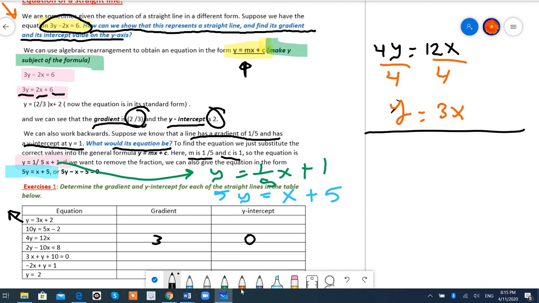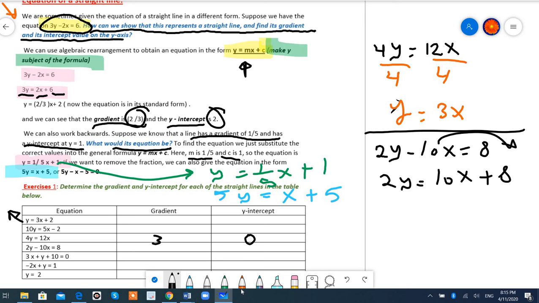The fourth equation is 2y minus 10x equals 8. Is y the subject of the formula? No. You have to bring the 10x to the other side. So it will be 2y equals 10x plus 8. Divide both sides by 2. So y equals 5x plus 4. That means the gradient is 5 and the y-intercept is 4.